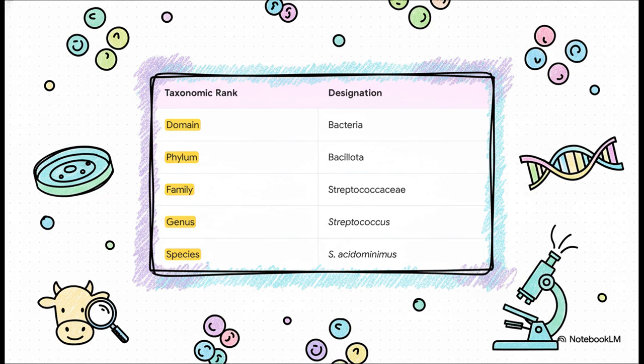Placing it squarely within the viridans group Streptococci isn't just a trivial label. It immediately tells us what to expect, that it's going to share a lot of characteristics with other alpha hemolytic strep, and that sets the entire stage for how we approach its diagnosis.